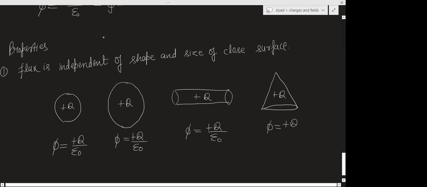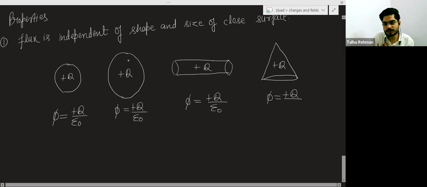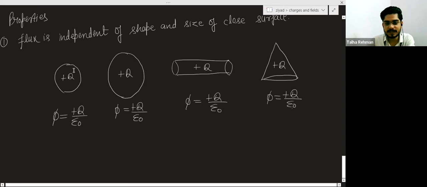For all of them, sir? Yeah, from all of them, because according to the Gauss law, what does Gauss law say? Gauss law says that the flux coming out or entering, or you can say the total flux from the surface of a closed surface, is the charge contained inside the closed surface divided by epsilon naught. So this is irrespective of the surface. No matter which surface you have, the flux will always remain the same, but you should know what is the charge inside.